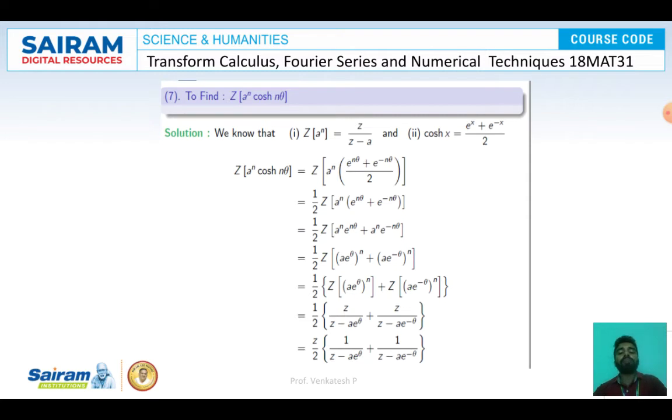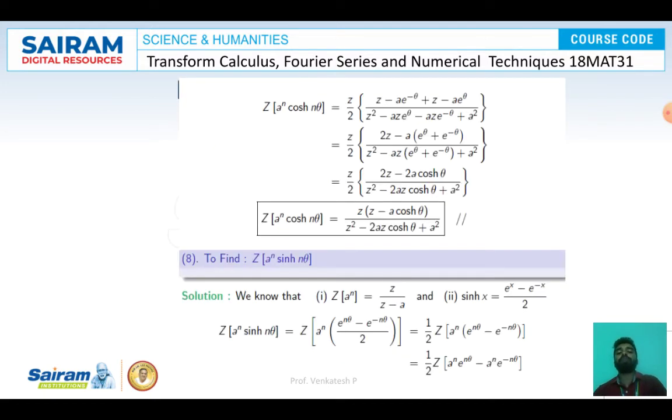So now to simplify this, I am going to make use of this formula, that is z by z minus a. So what will we be getting? 1 by 2 into z by z minus a e power theta plus z by z minus a e power minus theta. So take the z outside. So we got z by 2, 1 by z minus a e power theta plus 1 by z minus a e power minus theta.